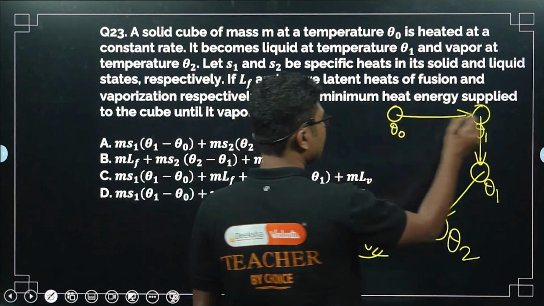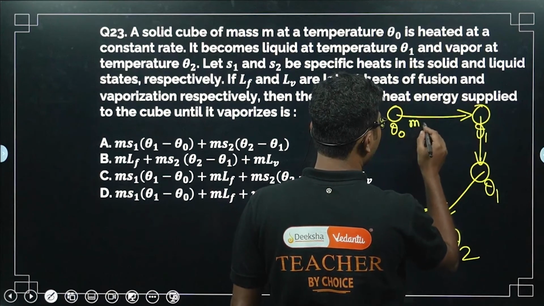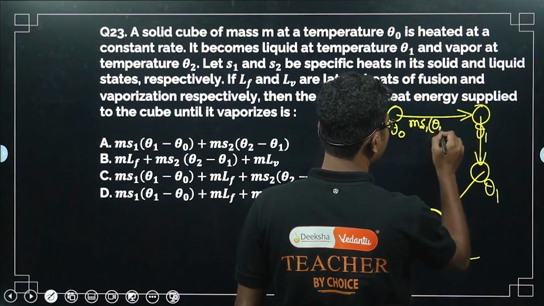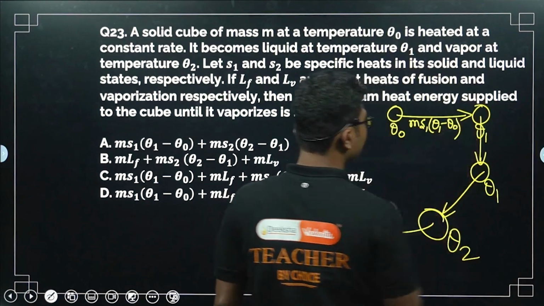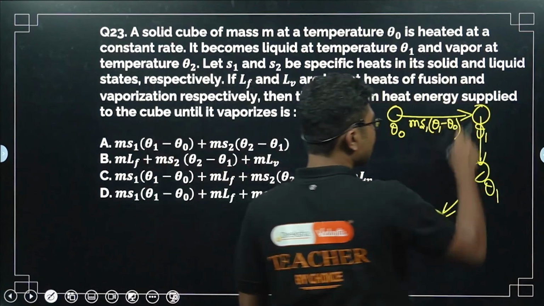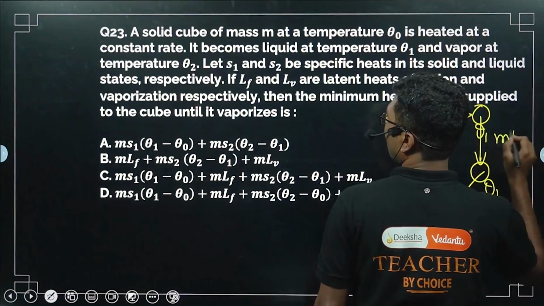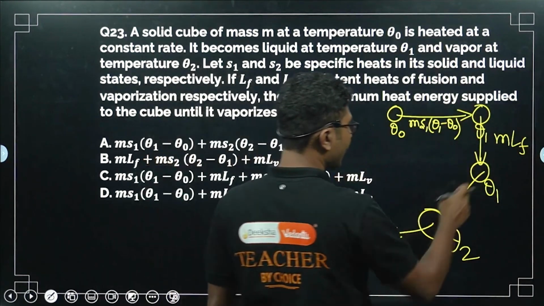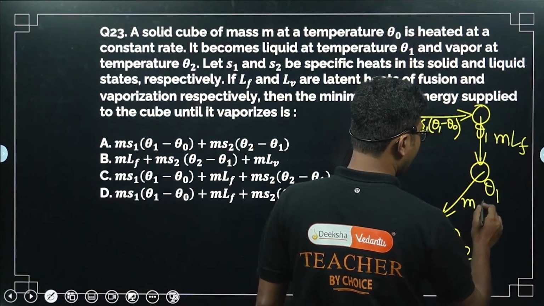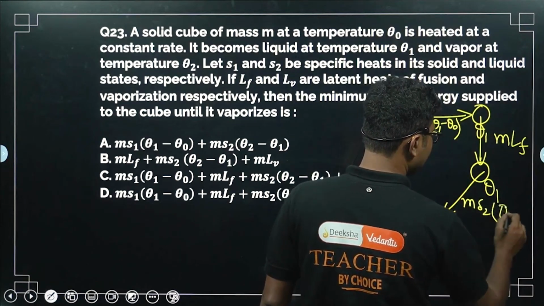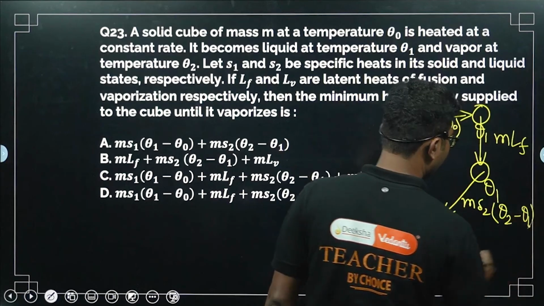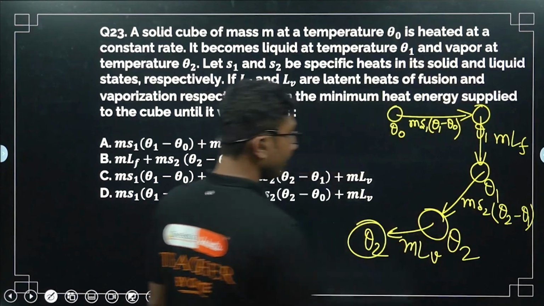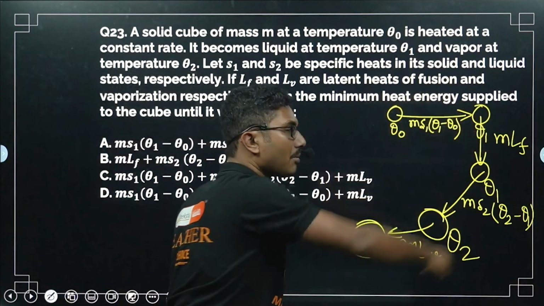So what is the heat supplied in this stage? This is m into S1 into final minus initial temperature, theta 1 minus theta naught. This much heat is being supplied. Here how much heat is supplied? M into LF. LF is the liquefaction, right? Next, from here to here, how much is supplied? m S2 into final minus initial, theta 2 minus theta 1. And here again m into LV. Now if you add all of them, you will get the total amount of heat supplied.